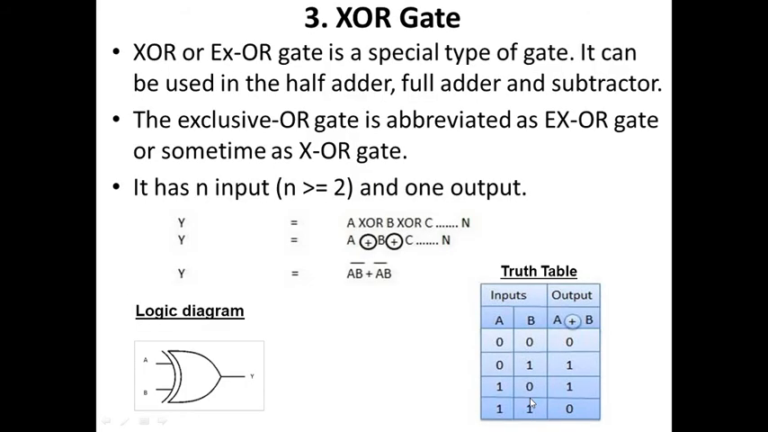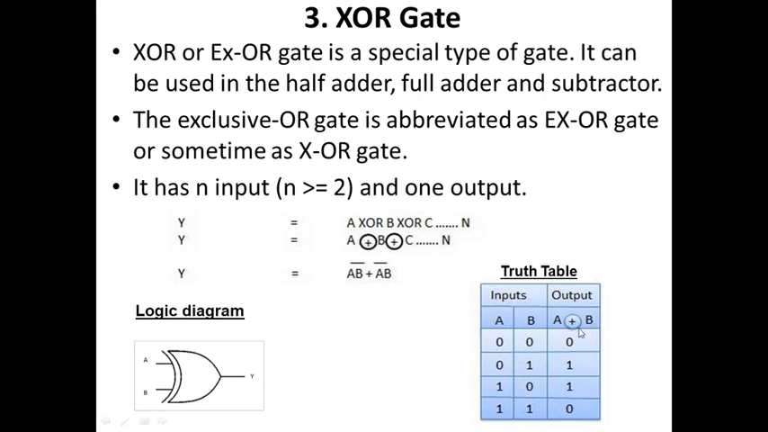Next gate is XOR gate. Now XOR gate, it is a special gate which is used for half adder, full adder, subtractor and all. Now if you can see here, it is exclusive OR. It is basically an OR gate, but it is exclusive OR, EX. So you draw OR gate and behind there is another curved line. What is Y? Y is equal to A XOR B. Now you can see the symbol here. It is a plus sign and a circle around it. So this is A XOR B.